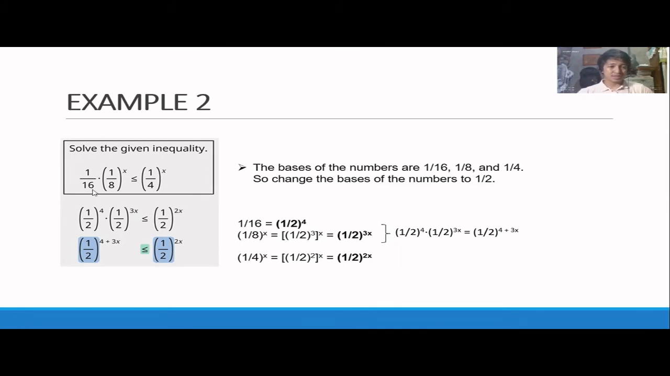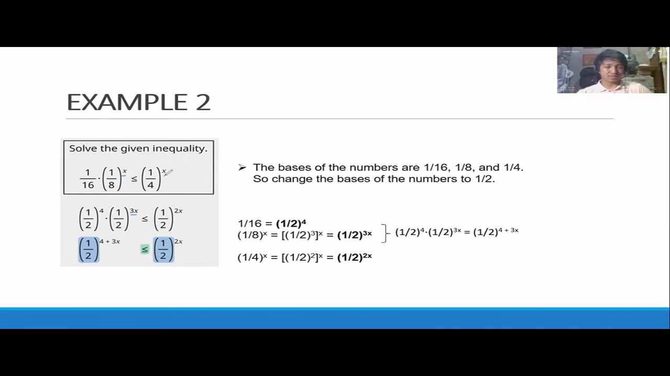So dito sa 16, we can do, ayan. So 1 raised to 4 is 1, and then 2 raised to 4 is 16. Kaya siya naging 1/2, the quantity 1/2 raised to 4. And then dito naman, we can change 8 by 2 raised to 3. Kaya siya naging the quantity 1/2 raised to 3. So ayun, may x dito, power of power rule ulit. So we multiply 3 by x. Kaya siya naging 3x. Dito din, so 1/4.